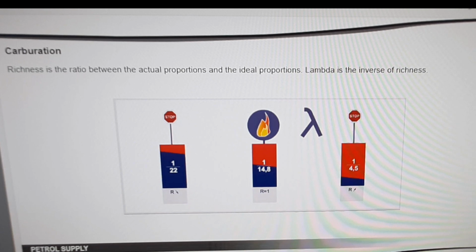Lambda is the inverse of richness. At the ideal proportions, lambda is also 1. Lambda reacts inversely to richness.